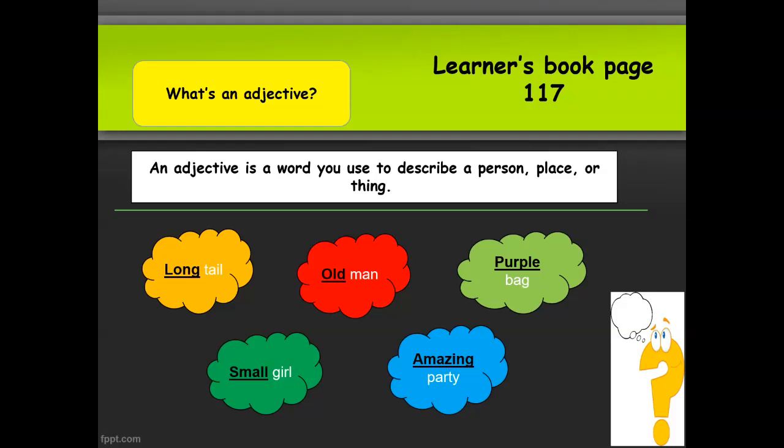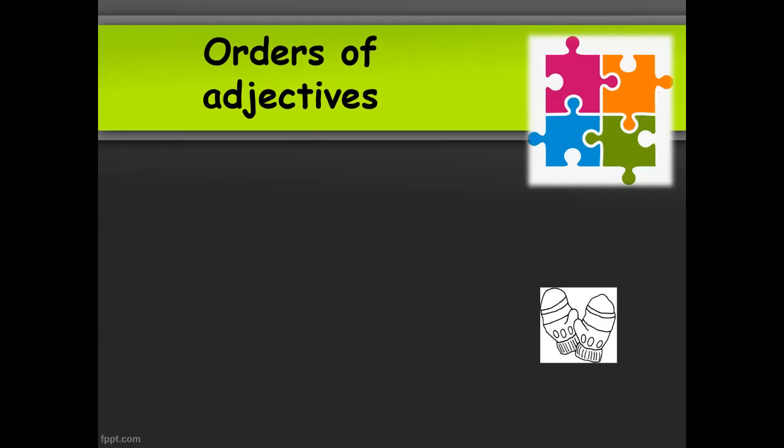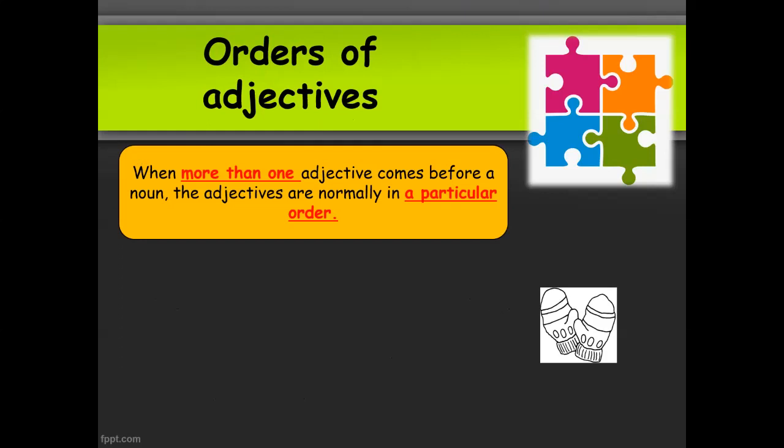So adjectives can tell us many things. It can tell us the size, it can tell us the color, it can tell us the age, and we can give our opinions using adjectives. Now, what about if I want to use more than one adjective in a sentence? Is there an order, or can I just put adjectives as I want with no rule? Actually, in English, there is a rule that's called the order of adjectives. The order of adjectives is used when more than one adjective comes before a noun. So the adjectives are normally arranged in a particular order.